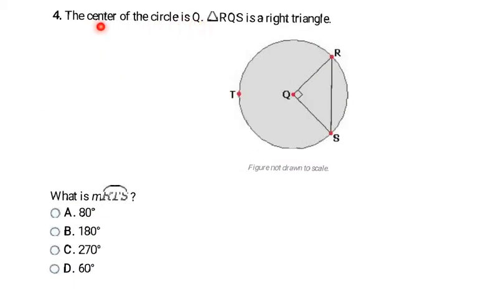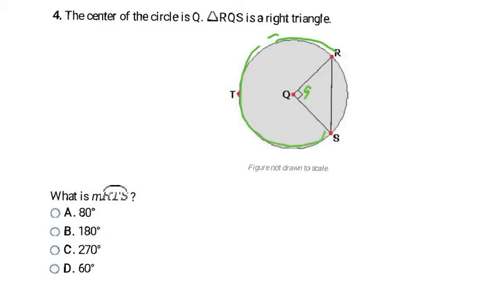So here it tells us that the center of the circle is Q, and we know that triangle RQS is a right triangle, which they've marked for us. And it wants to know what is the measure of arc RTS. So RTS is this arc right here. It wants to know what is the measure of that.